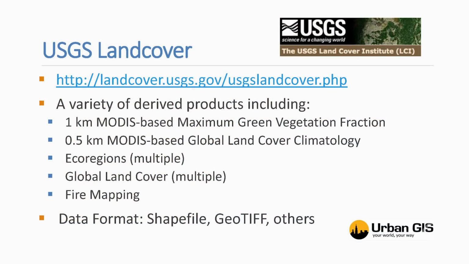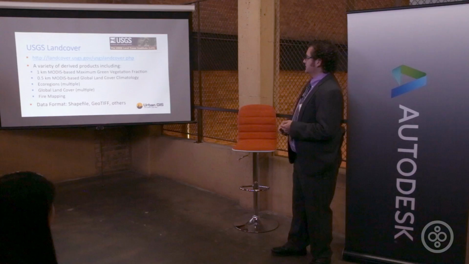The USGS land cover, again, they have the Land Cover Institute, which is one run by the USGS. They provide many different types of products. These are all MODIS-based products. They offer things from vegetation, climatological, ecoregion, fire mapping, all sorts of products that are available. These are available either in shapefile format, GeoTIFF format, amongst many others.